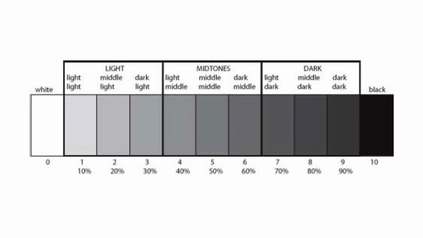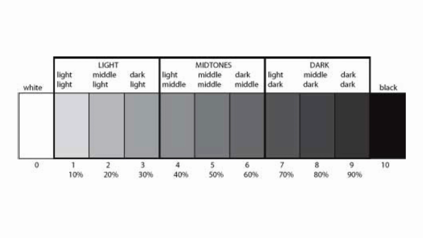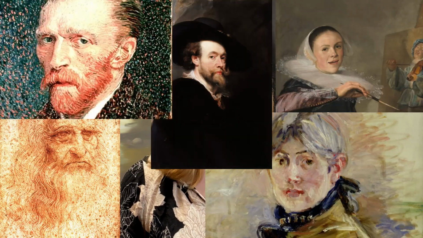Now, value is just how light or dark a color is, and we often talk about this using a value scale. Now, value scales are typically in black and white, starting with white and moving 10 steps down to black. This was coined by Denman Ross in 1907. However, value has been a conversation among artists for centuries.